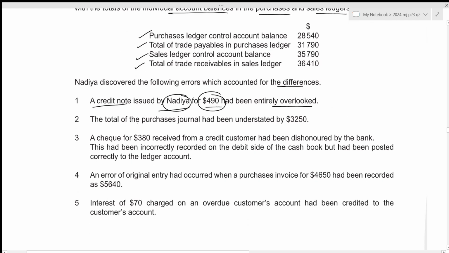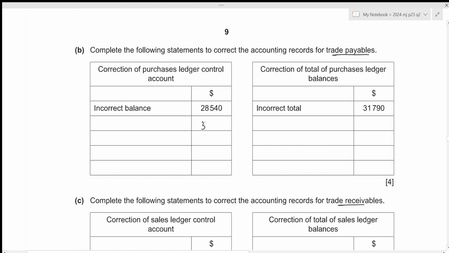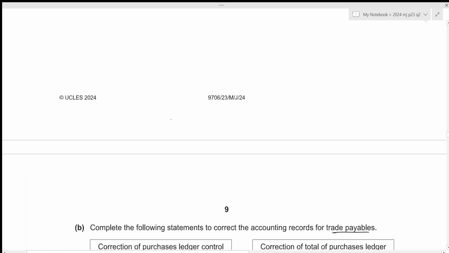For the second one, the total of the purchases journal had been understated by 3,250. Now, this is the error in our book of prime entry, which will only affect the control account. So we need to rectify it within our purchases ledger control account, and we're talking about purchases being understated. So we now need to increase the purchases, and the increase in credit purchases will result in increase in trade payables, which is why we will add this amount of 3,250 within the control account. So it's right here, 3,250 as part of the purchases journal error. Okay, that is all for the second one.